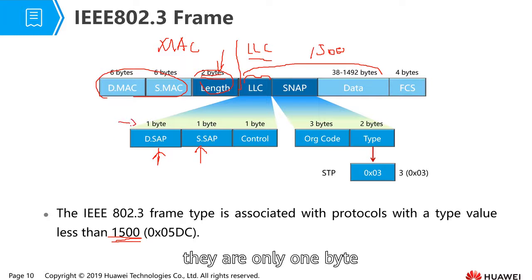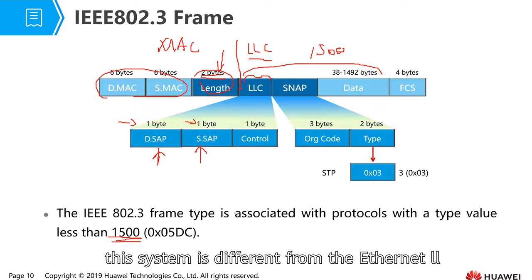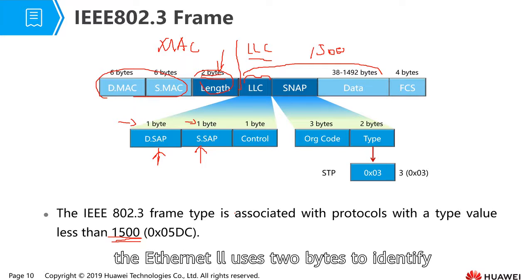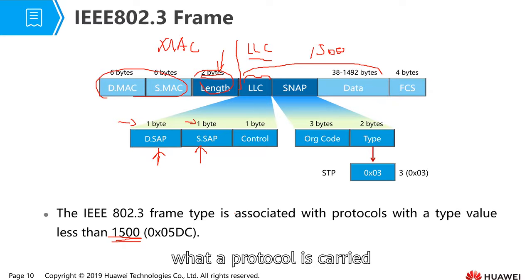They are only one byte. But as we know, this system is different from the Ether2. The Ether2 uses 2 bytes to identify what protocol is carried. So at the end, nowadays in real networks, the LLC layer is not widely used. So there's another package, another format we call SNAP.